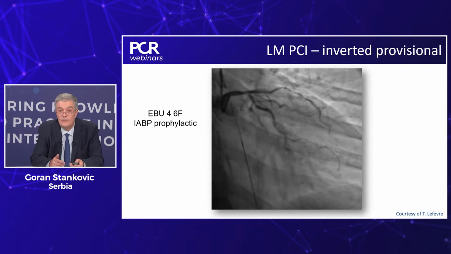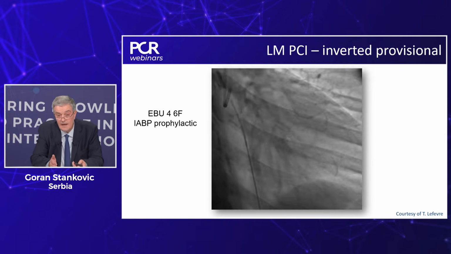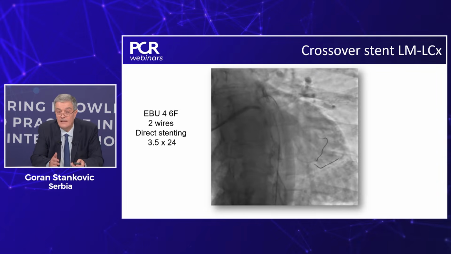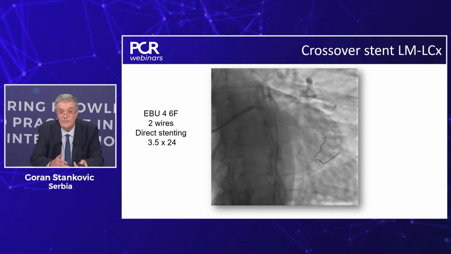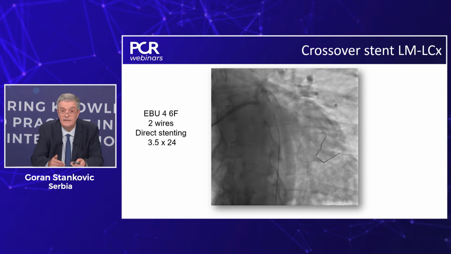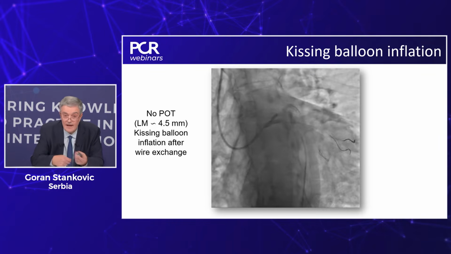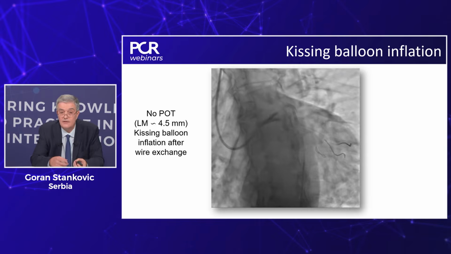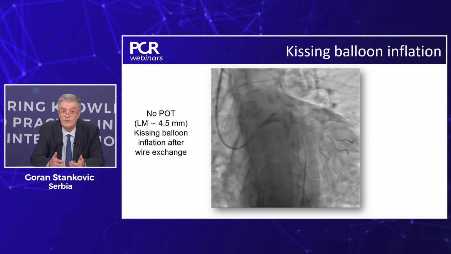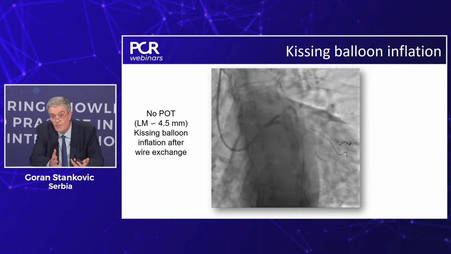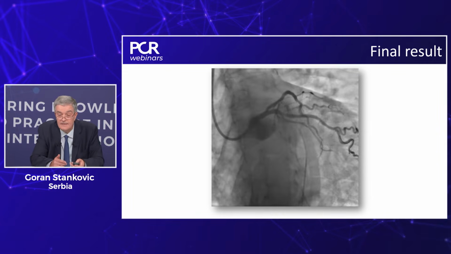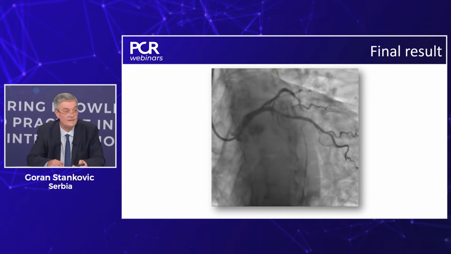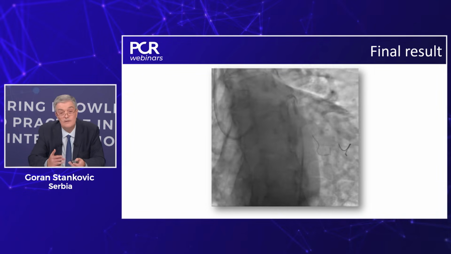So the plan was to use a prophylactic balloon pump and then direct stenting from the ostium of the left main into the circ, 3.5 by 24, of course, two wires, extra backup catheter. And after that, wire exchange. And after exchanging wires, kissing balloon was done and no POT. What happened after that is this final result, which I think both of my colleagues agree angiographically looks perfect.